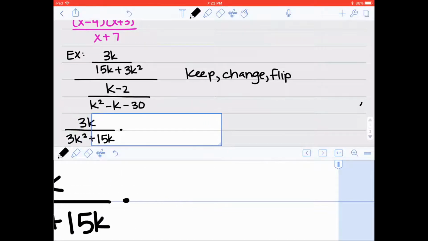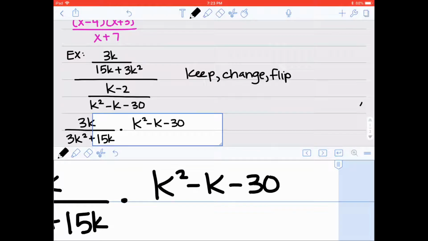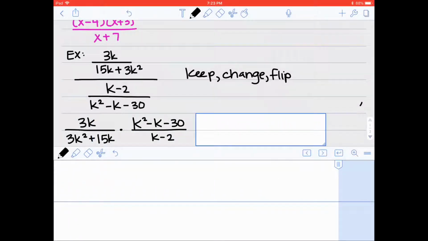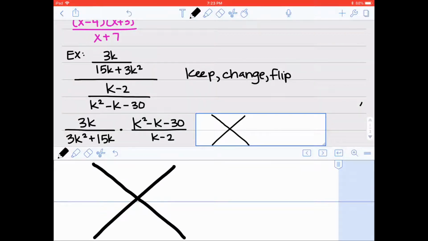And now I'm going to go ahead and take the bottom fraction and flip it as I move it up here. So k squared minus k minus 30 divided by k minus 2. Now I've changed this from a division problem to a multiplication problem, and I just need to do some factoring, just like before. I only have one of these that is a trinomial, so I'm going to do that one first. I need to know what multiplies to negative 30 but adds to negative 1, and that would be negative 6 and positive 5.